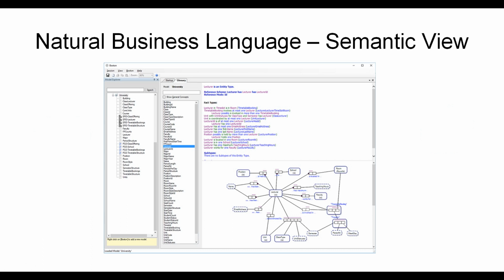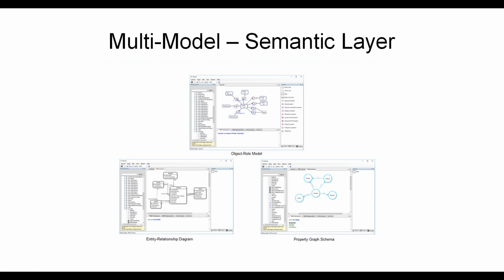We get to use graphical languages where we need to, so object role models, entity relationship diagrams, property graph schema. No matter what database you're using for your data warehouse or data lake, Boston and FactEngine will treat it as if it's a multi-model database. So we will treat it as if it's a graph database or an entity relationship, a relational database. It's entirely up to you how you use FactEngine.